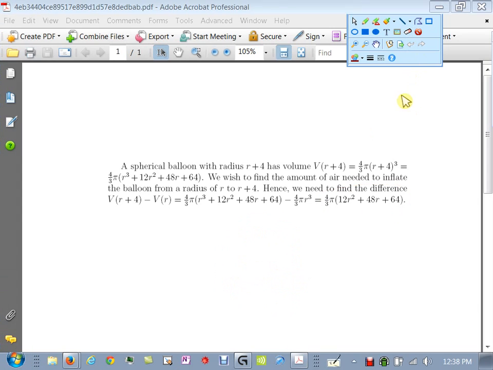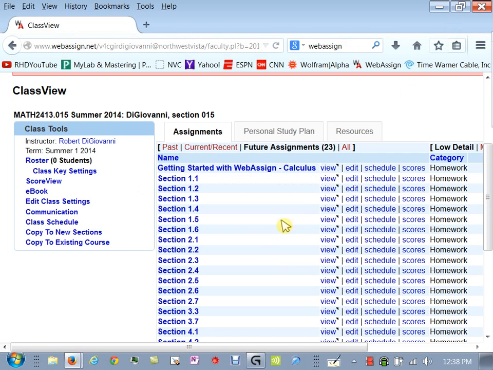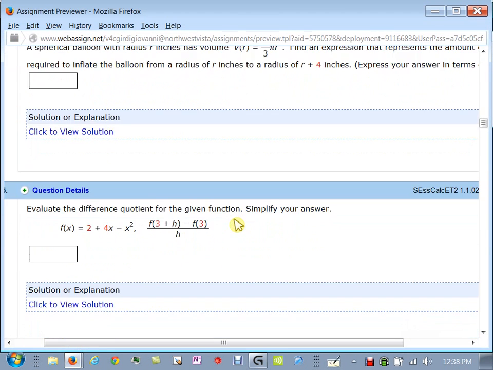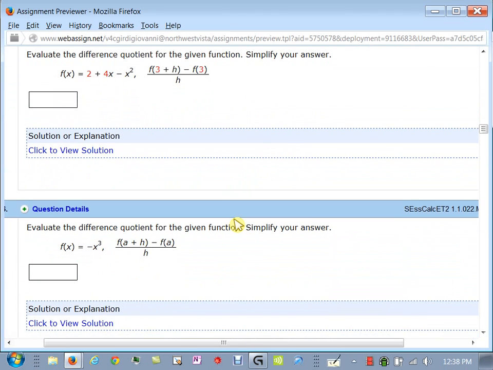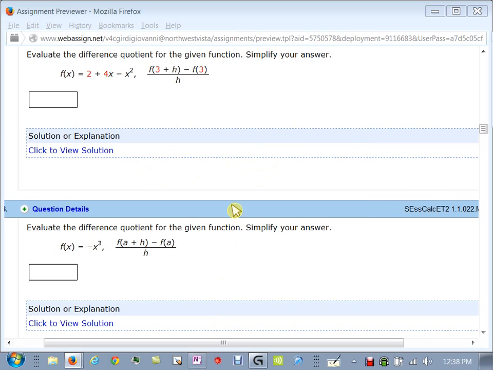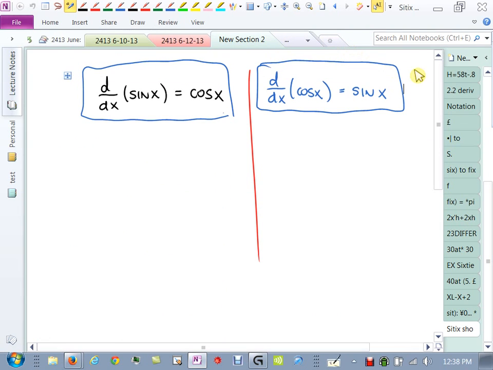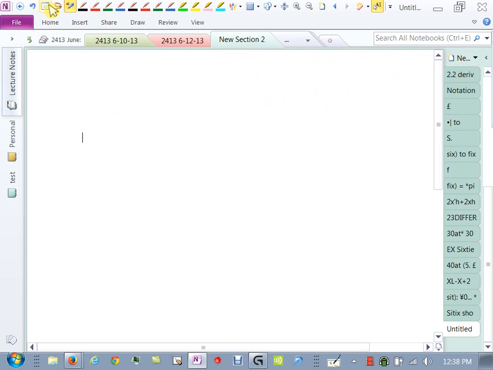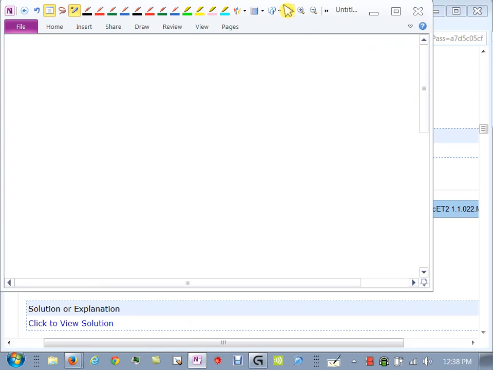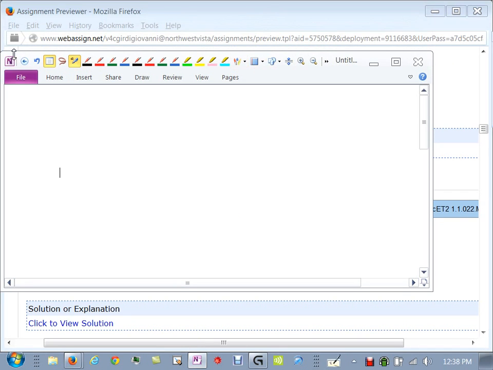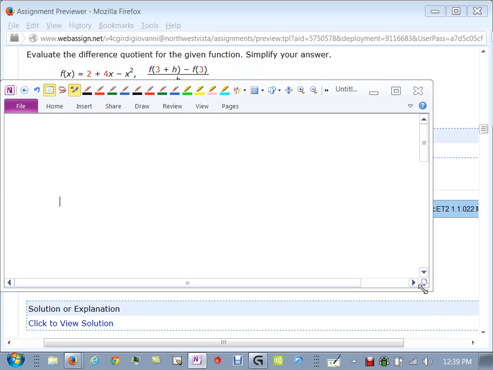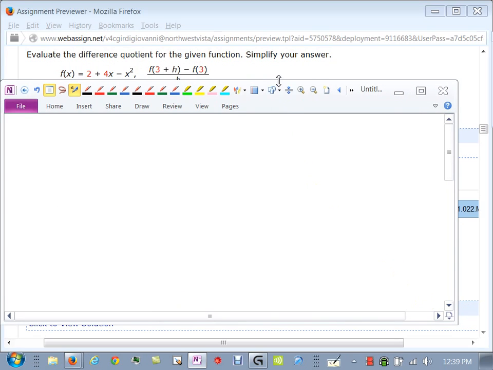Clear this out. Switch it back. Close that. Get back to my assignment. Okay, evaluate the difference quotient here. So I think this is going to take a little bit of work. Let me do this first. Bring this new thing in here. Let me just add a page. All right. I want to move this. Let me move it. Just let me make it smaller. I think that's enough to get it in there, though.